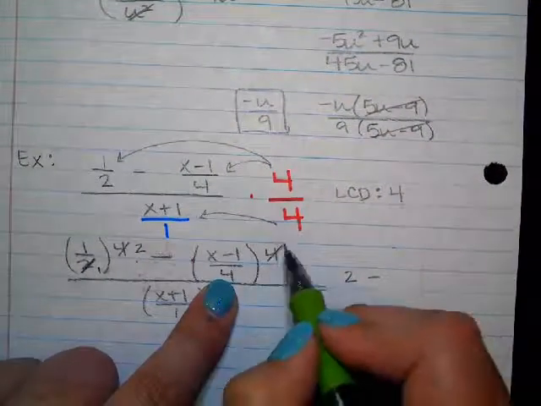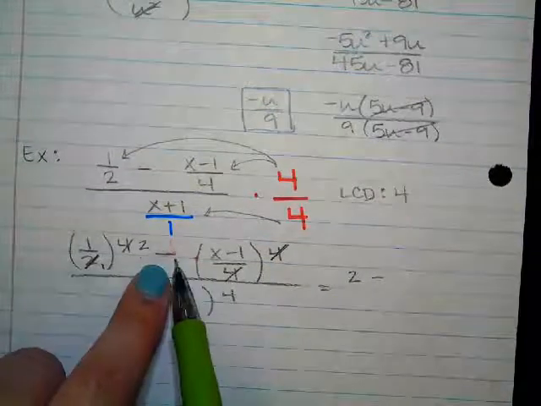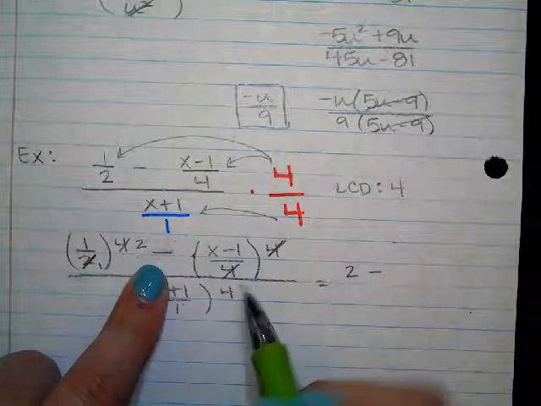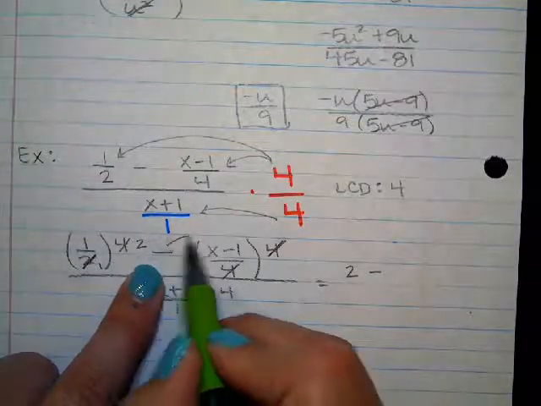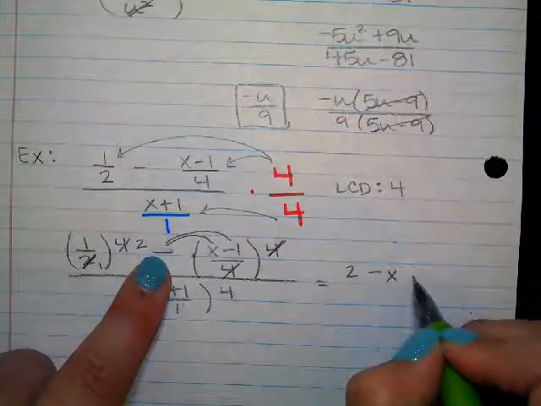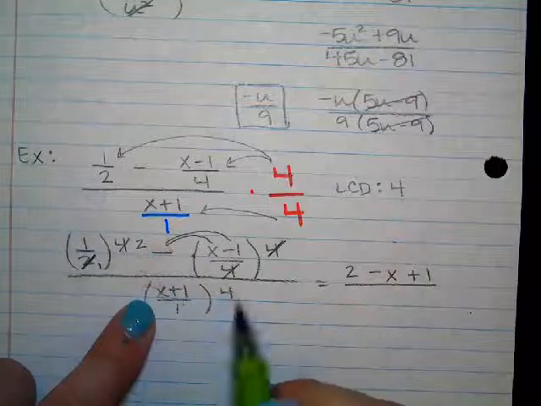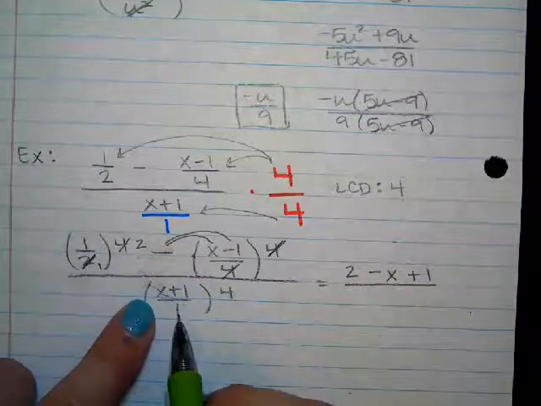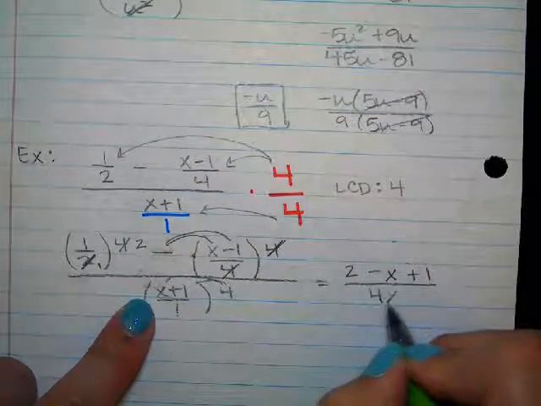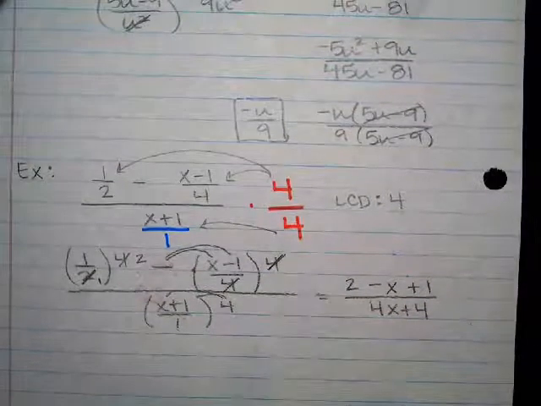And then we have to be very careful here not to kill, what is it, a baby fox? We have to distribute that negative. So the 4's canceled, we distribute the negative, we're being very careful. So 2 minus x plus 1. All right, then down here, the 4 doesn't have anything to cancel with, so I'm going to go ahead and just distribute the 4. 4x plus 4. All right. I can simplify what I have on the top.